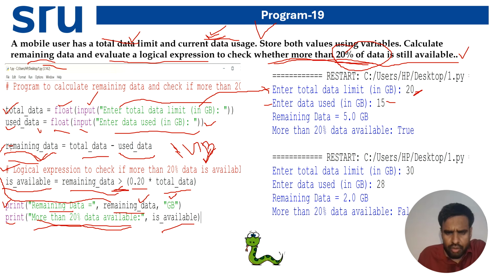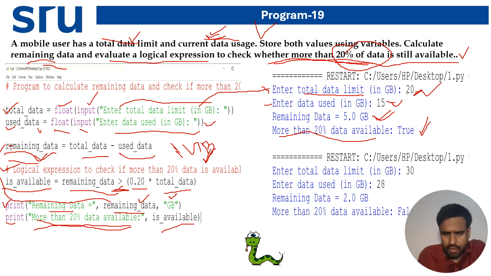So I've given here, enter the total data limit in GB. I've given 20 GB. Now enter the data used, I've given 15 GB. Now how much data is remaining? 5 GB. Now it checks whether more than 20% data is available. Yes, because 5 GB out of 20 GB is more than 20%.